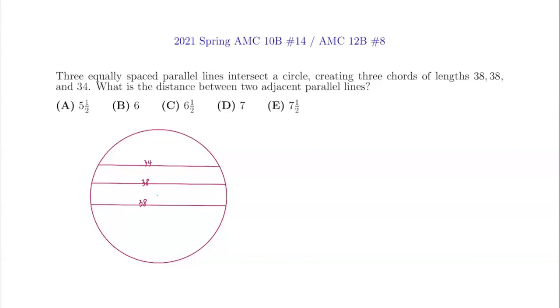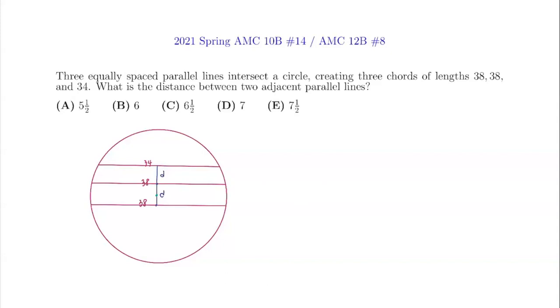Since they're equidistant, we can draw this line here that is a distance d, as well as this line here that is a distance d. We also notice that since these two chords are 38 and 38 in length, right in between them is going to be the center of the circle, since this is the midpoint of this 38 chord and the midpoint of the other 38 chord as well.